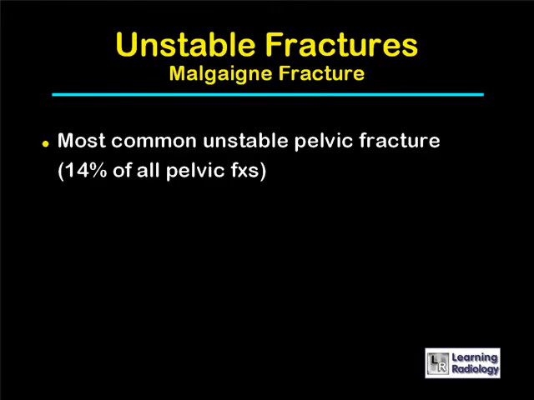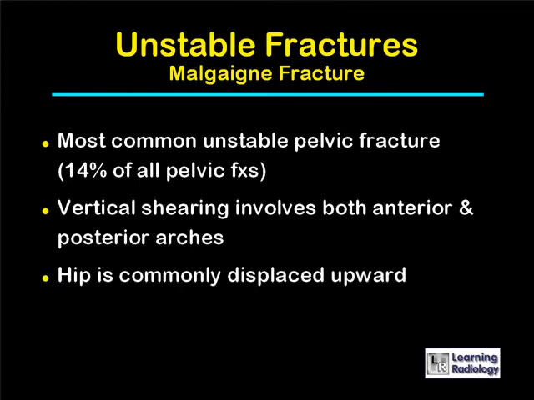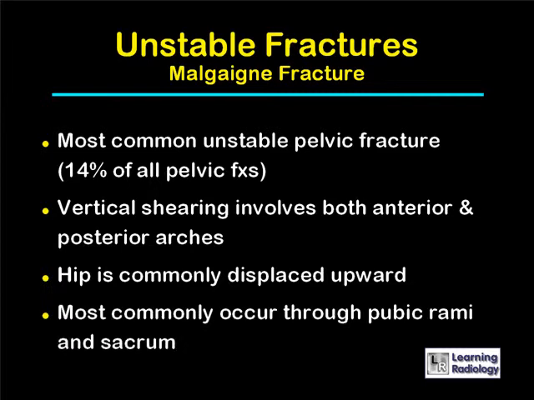A Malgaigne fracture is the most common unstable pelvic fracture, about 14% of all pelvic fractures. It is a vertical shearing fracture that involves both the anterior and the posterior arches. It is therefore both anterior and posterior to the hip joint. The hip is commonly displaced upward. Clinically, it can resemble a fracture of the hip, and they most commonly occur through the pubic rami and through the sacrum.